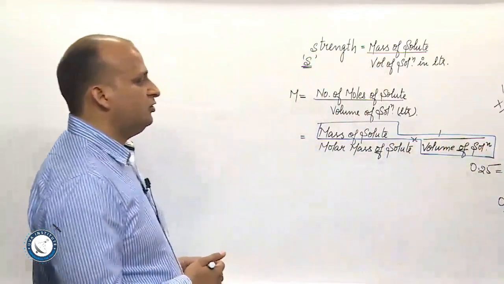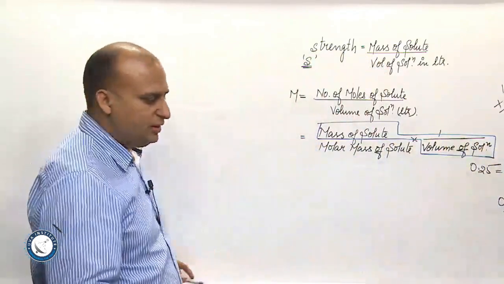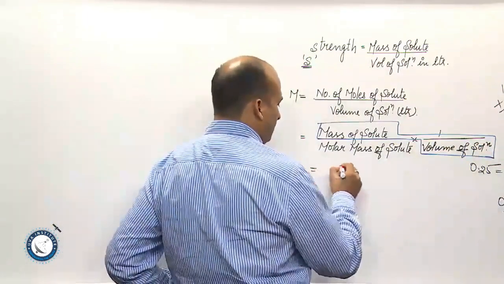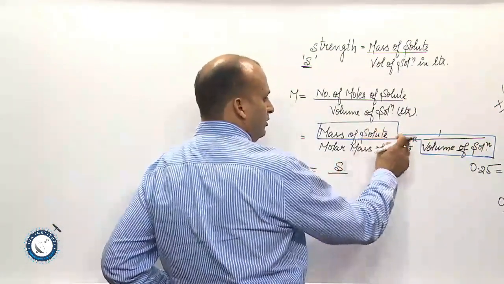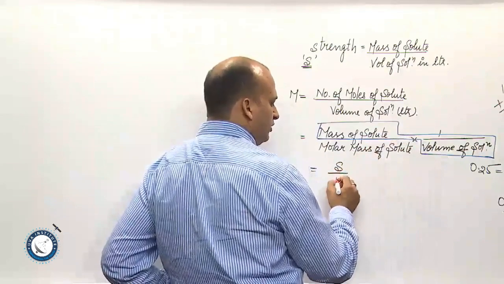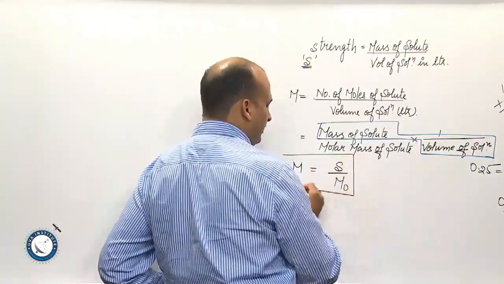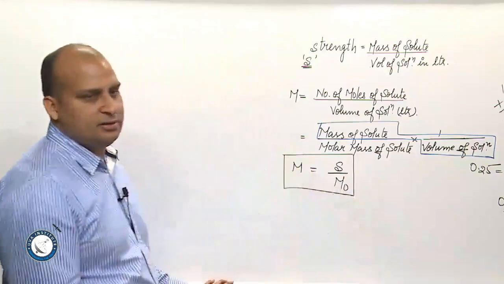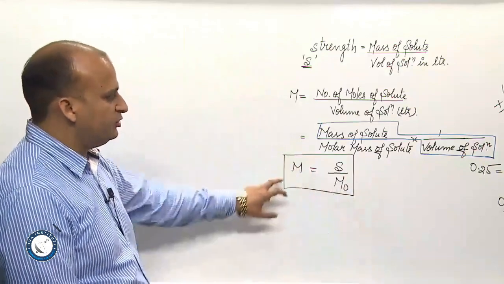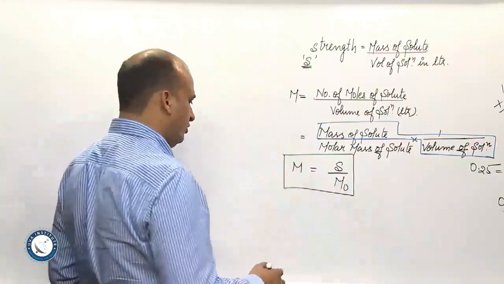So this is mass of solute upon volume of solution. So this will be strength, and molar mass of solute is written as m naught. So this is the relation between molarity, strength and molar mass. They can ask you a question over here.